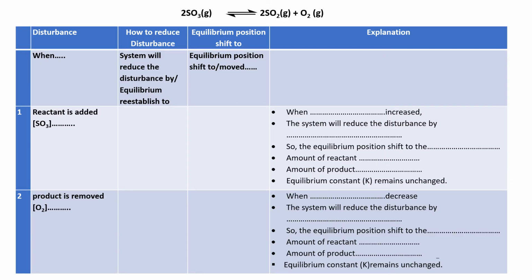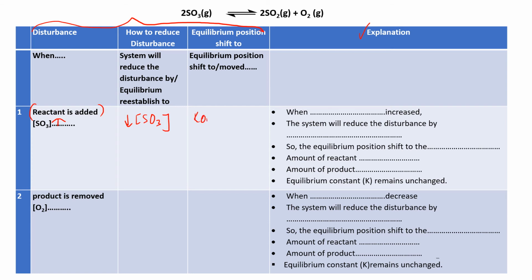Alright, okay, now I teach you how to do the analysis. This one is called analysis. From here, the disturbance, how to reduce the disturbance until the equilibrium position shift is the analysis. And then once you know the analysis, you're able to do your own explanation. Okay, so the first case is when a reactant is added. Let's say I add SO3, meaning that the concentration of SO3 will increase. So how to reduce the disturbance? You must decrease the concentration of SO3.